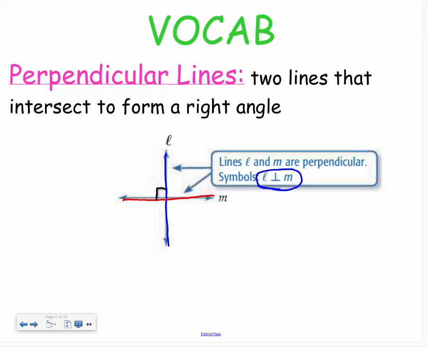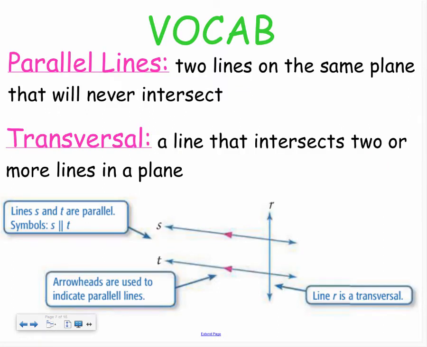Other type of lines that you have probably heard about before, parallel. Those are the two lines that go on forever and never intersect. So if we look down at that image down here, the two that are parallel are S and T. Those two are going on forever. Another notational thing, these arrows on those lines are meant to indicate that they are running parallel.